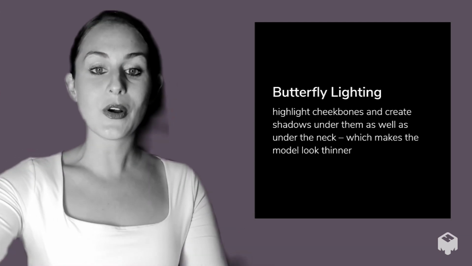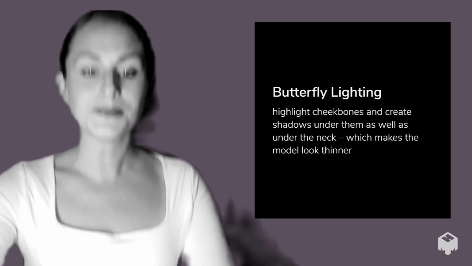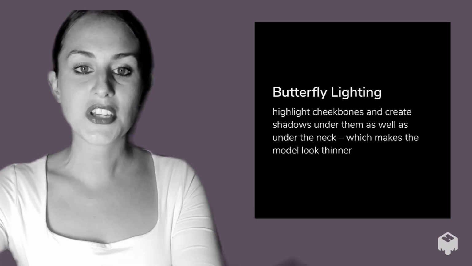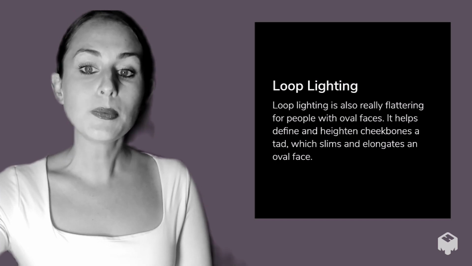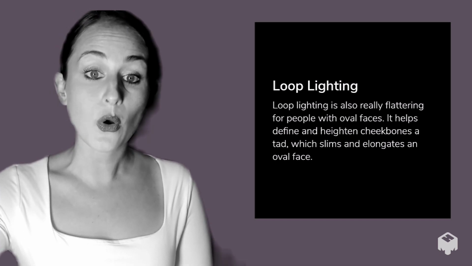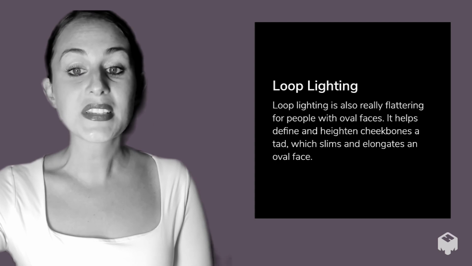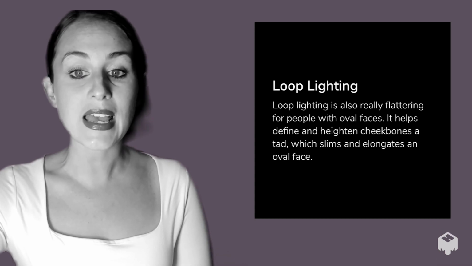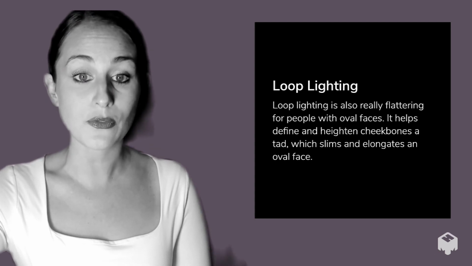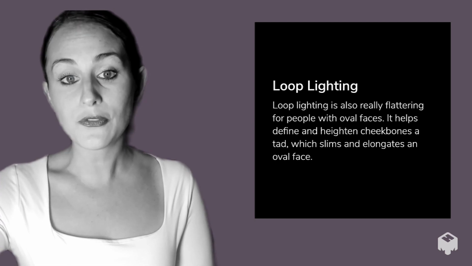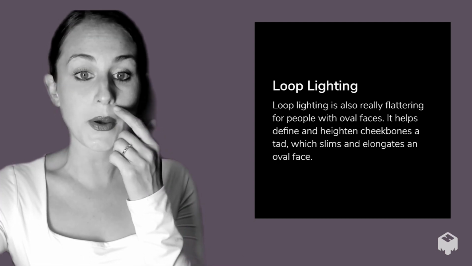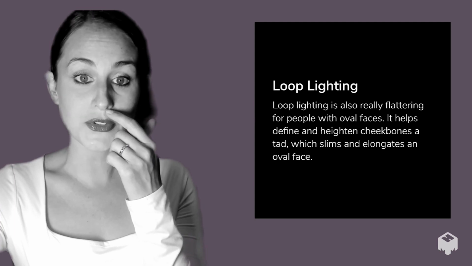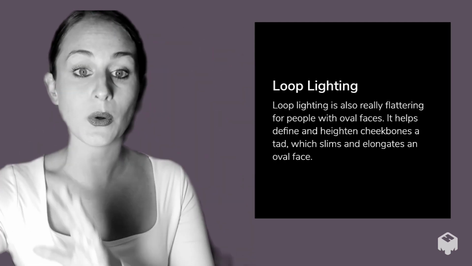All right, so let's move over to our next lighting style, which is loop lighting. Loop lighting is really flattering for people with oval faces. Again, it helps to define and heighten your cheekbones, and it also slims and elongates an oval face. And what we're going to be looking for with loop lighting is quite literally a loop of shadow around one of your nostrils, depending on which direction you're holding the light.